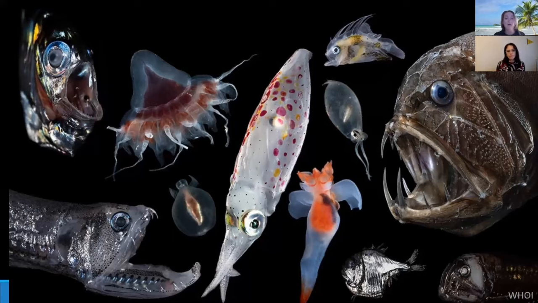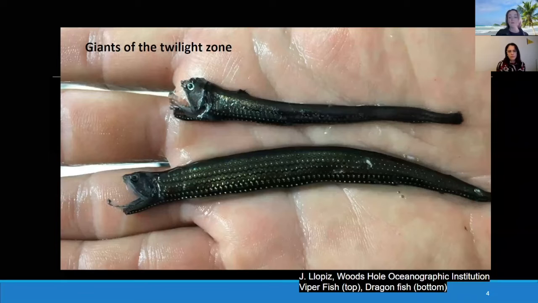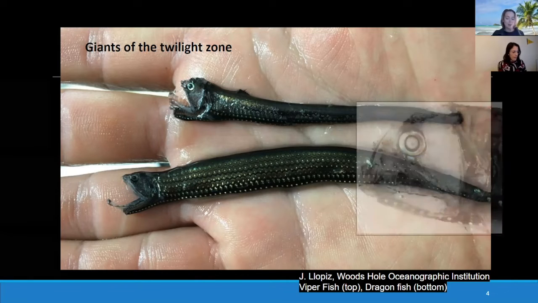But we have learned a lot recently due to advances in acoustic technology, genetics, and other forms of marine observation technology. Even though they look really scary, these are the giants of the mesopelagic zone. Most of the animals are really, really small, and a lot of them have bioluminescent appendages and organs scattered throughout their bodies. This helps them with camouflage, and also to attract prey or sometimes find each other.